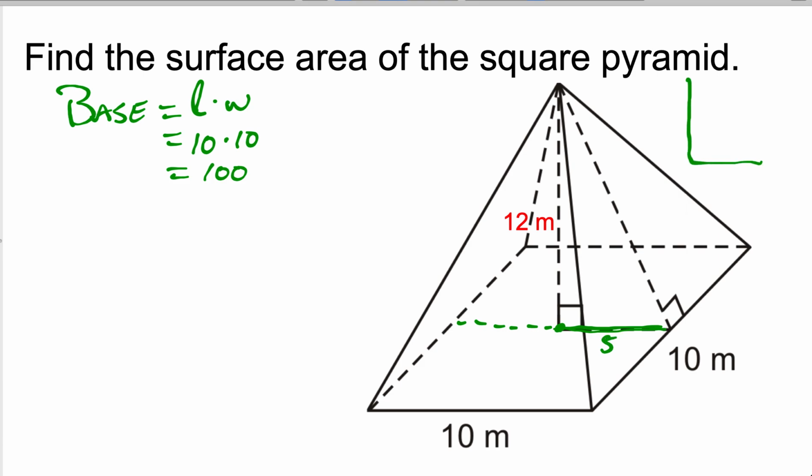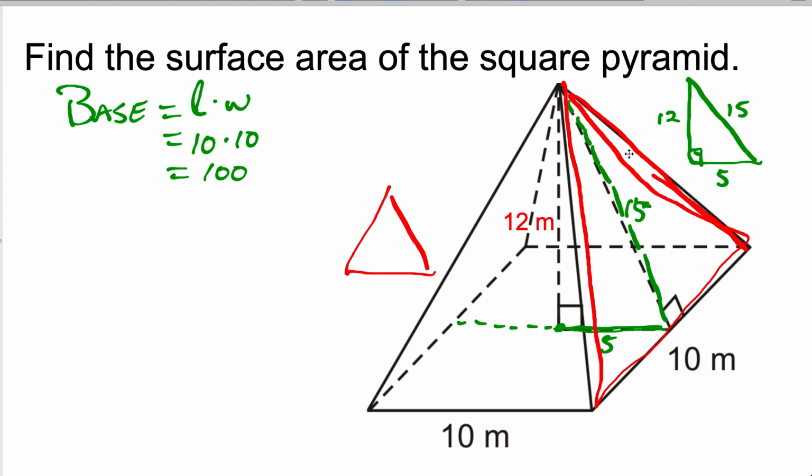So now I'm actually looking at this triangle right here. The height is 12. That base is 5. There's my right angle. And by using a little Pythagorean theorem, I know that this is 15. That is my slant height. Okay, that's 15. Well, now if I take this side right here, I know that the height is 15, I know that the base is 10, and I have that triangle.